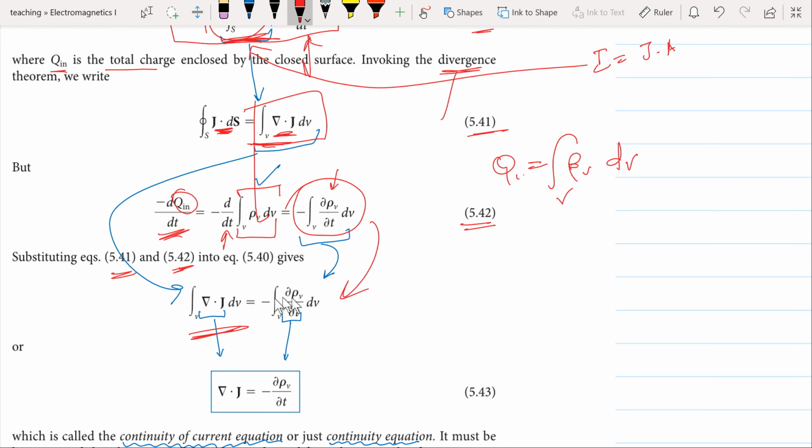And if you now notice that both of them are volume integrals, it becomes straightforward to pick out the terms that are under the integration. So we can pick this term and leave out the integrals. Therefore, we are going to be left with divergence of J is equal to negative partial time derivative of rho V. And therefore, this equation 543 becomes a very important equation. This is the equation that we define as the continuity equation, that relates the current density with the rate of change of the volume charge density in a volume.